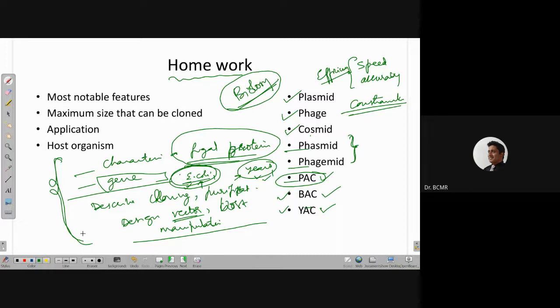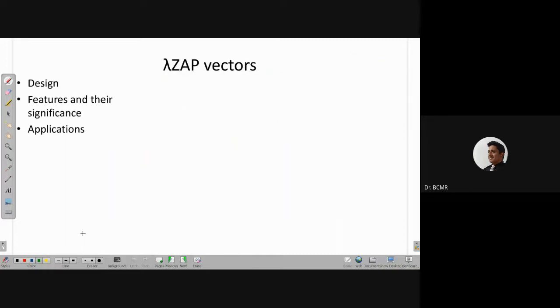And I have an assignment for you. This is called lambda zap vectors. You may already be aware of it. I will likely give it as a CIA question. It is self-study. And if there is anything, I will discuss only after the CIA. Okay? After the exam is done.